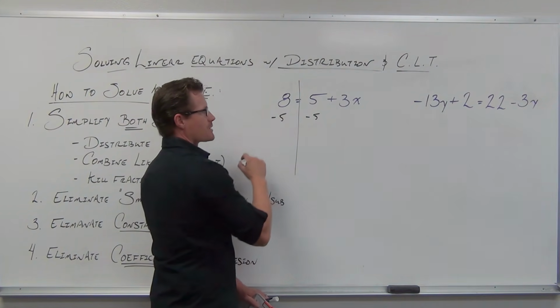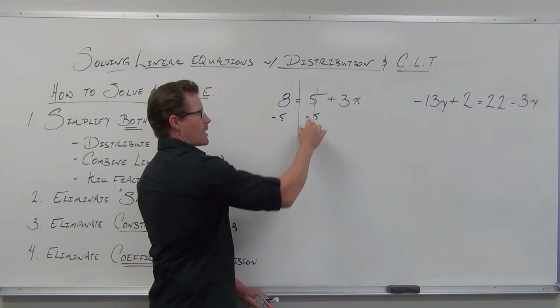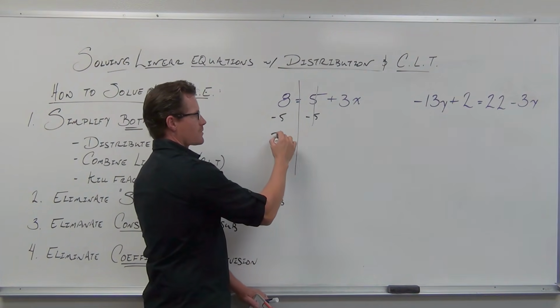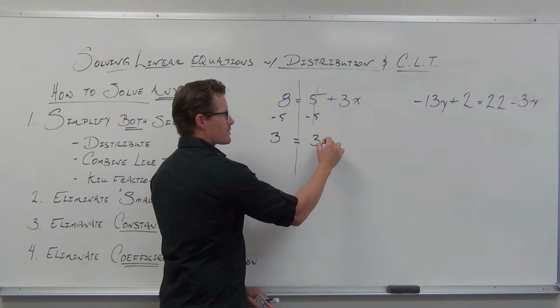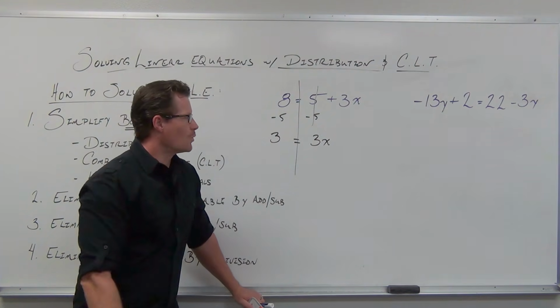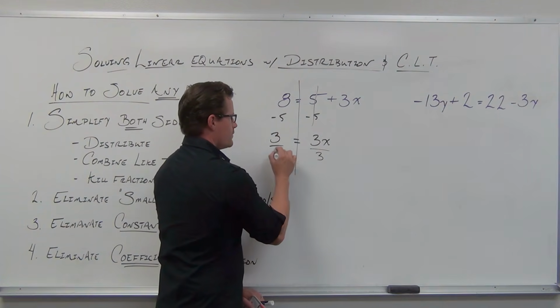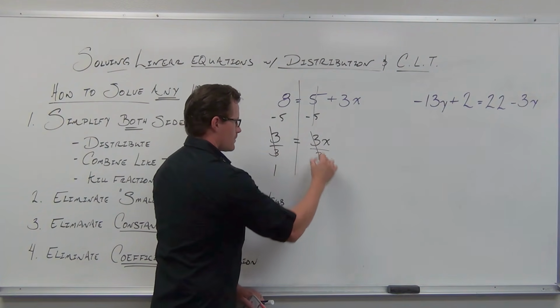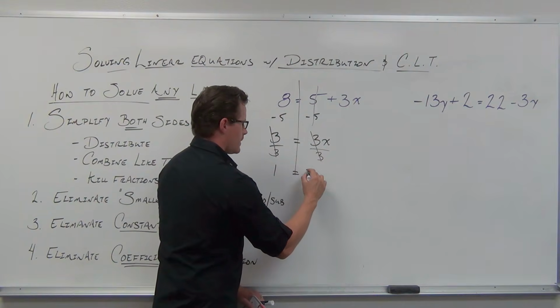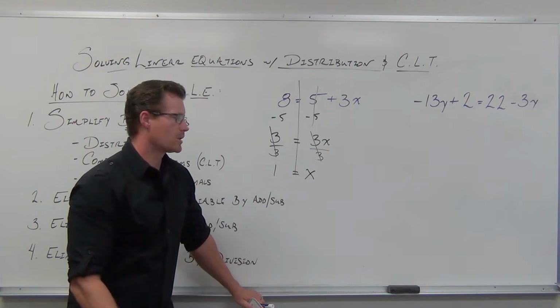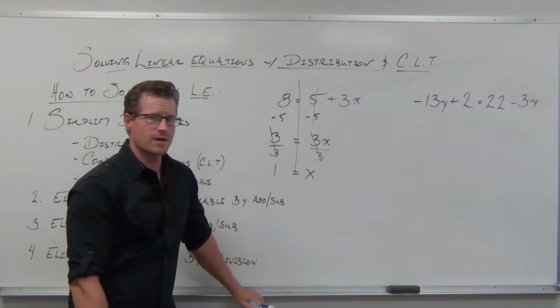When we get rid of our constant, we subtract 5 from both sides, we get 3 on the left. On the right-hand side, we get 3x. Well, at this point, the last step is divide. We divide both sides by 3, and we get 1. Plug it in if you want to. 3 times 1 is 3, plus 5 is 8.